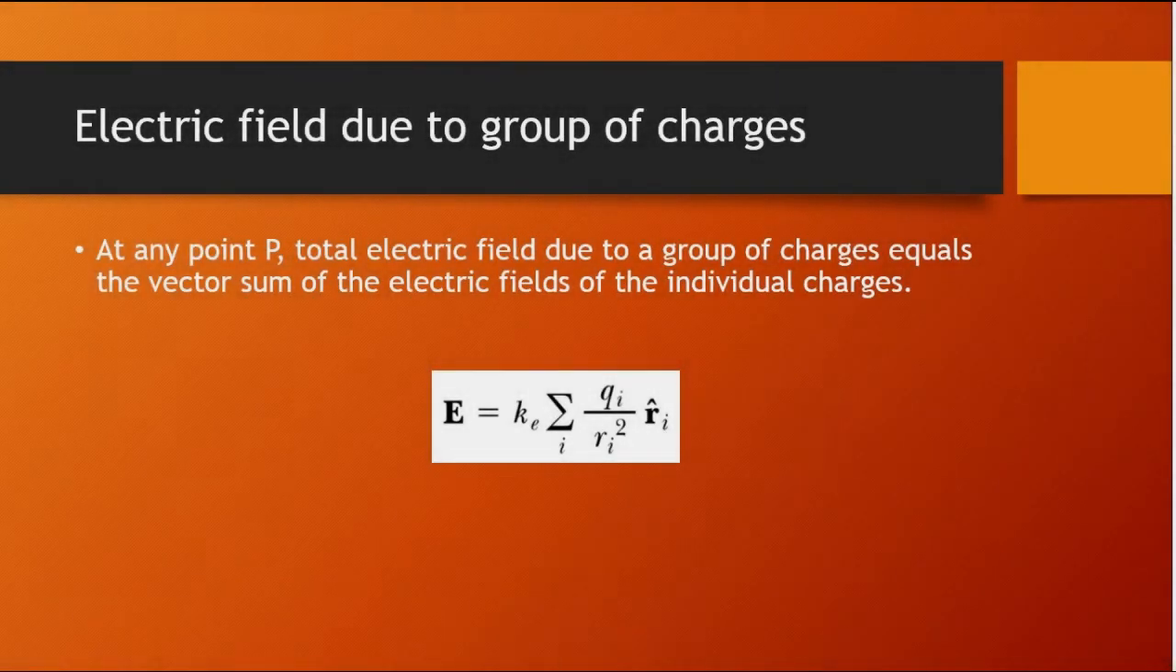To calculate the electric field at point P due to a group of point charges, we first calculate the electric field vectors at P individually and then add them vectorially. In other words, at any point P, the total electric field due to the group of charges equals the vector sum of the electric fields of the individual charges. This superposition principle applied to fields follows directly from the superposition property of electric forces. Thus, the electric field of a group of charges can be expressed in the given equation.